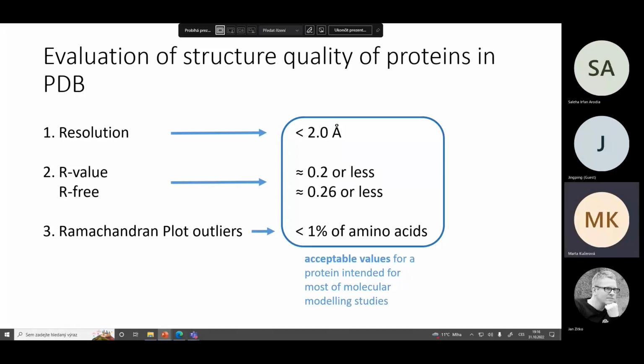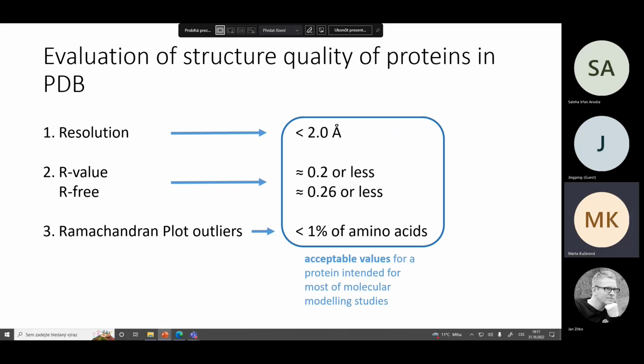So let's talk now about these numbers. As for the resolution, when we evaluate protein structure in PDB, it's best to find the structure with the lowest resolution value, which means that the structure is really certain. There are some other values that we can evaluate. It's the R value and R free value, and you have some numbers, and you should remember these numbers, how much the value should be under optimal conditions.